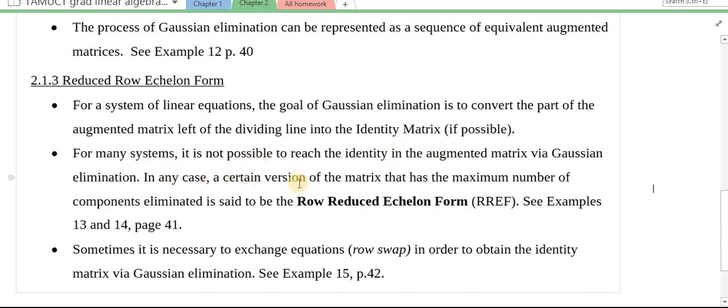Now, for many systems, it's not possible to reach the identity in the augmented matrix via Gaussian elimination. In any case, a certain version of the matrix that has a maximum number of components eliminated is said to be the row-reduced echelon form, or RREF. And we have two examples on pages 13 and 14 of the text.